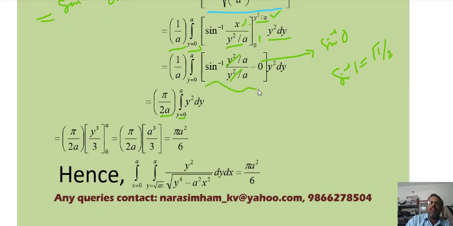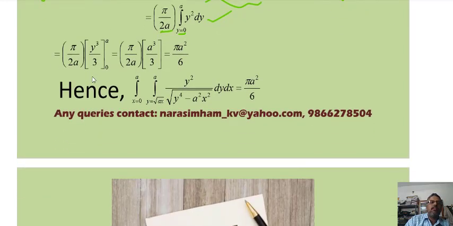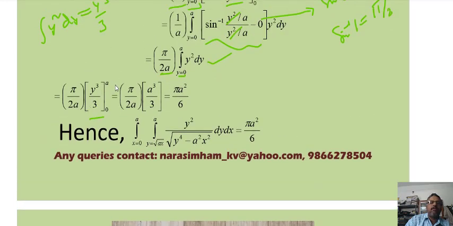Now this is entirely constant, y square dy. The integral of y square dy is known: y cube by 3. Now we have pi by 2a, y cube by 3, limit 0 to a. First put y equals a, then y equals 0. If you put y equals a, pi by 2a into a cube by 3 minus 0, not required. Here a square, a and a cancel, pi a square by 6.